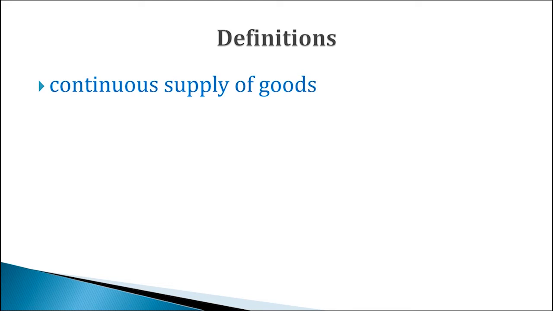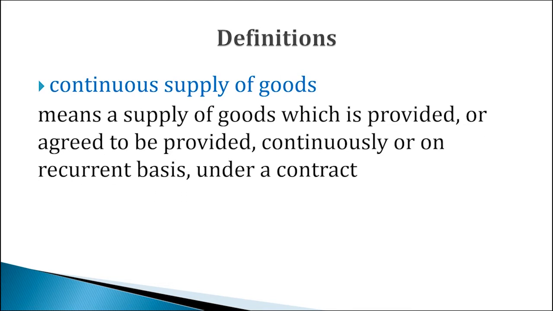And continuous supply of goods means a supply of goods which is provided or agreed to be provided continuously or on a recurrent basis under a contract. So two companies or two parties can make an agreement or a contract, and one party says they will be continuously providing the supply of goods. That is continuous supply of goods. In the contract they will agree on the terms, for how many years or how many months continuously they will be providing the supply of goods.